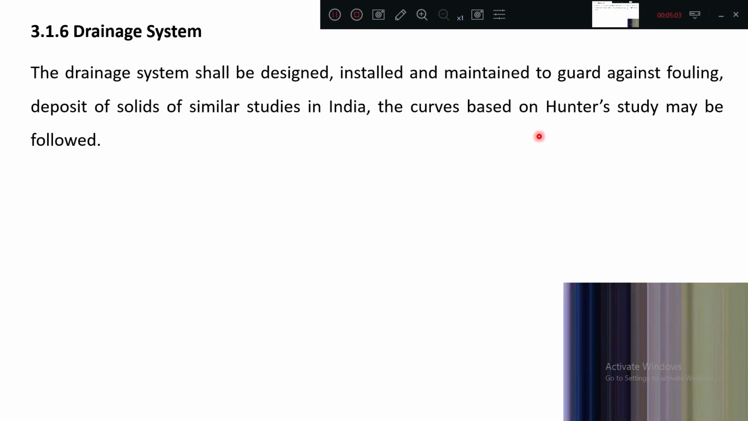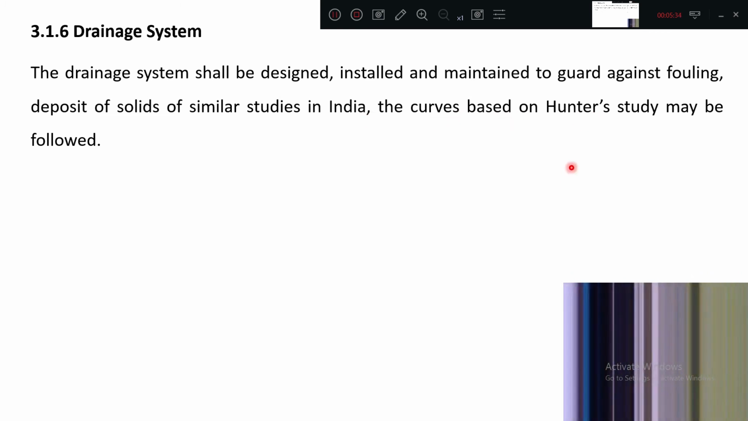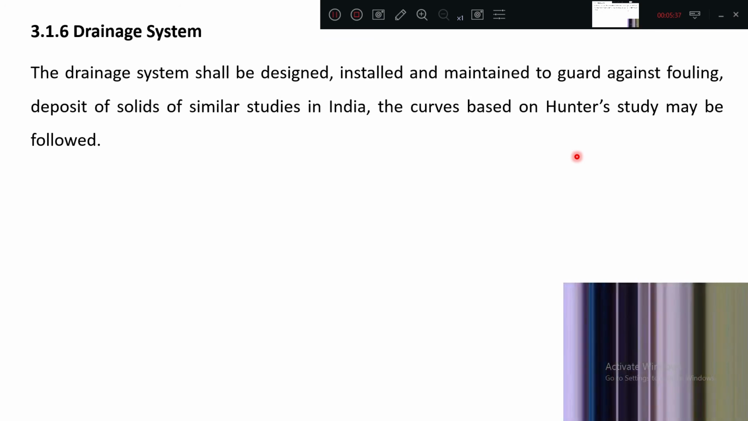Drainage system. What about this drainage system? The drainage system shall be designed, installed and maintained to safeguard against fouling and deposit of solids. In India, the curves based on the Hunter study may be followed to design this drainage system, or similar studies have to be conducted, or the curve design charts from Hunter can be used. This is mentioned in the code book, such that fouling should not take place. Fouling means the bad smell coming out of the things.